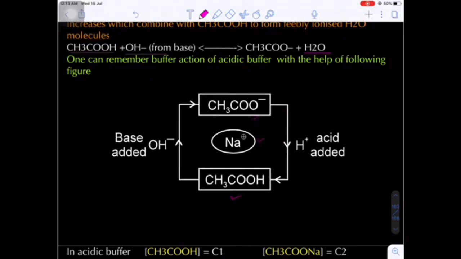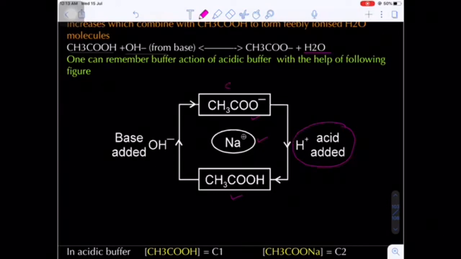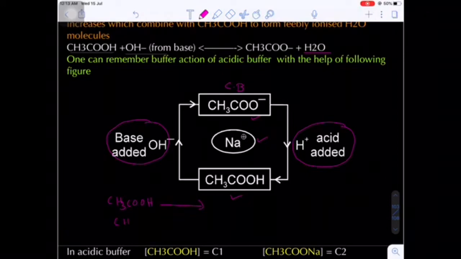Okay, if you see this diagram, here we have three components: acetic acid is there and the sodium acetate salt we have. Now in this, sodium is a spectator. Let's suppose I am adding acid, combined with whom? Base. What is the base here? Conjugate base, acetate ion. Acetate ions react with H plus ions to form acetic acid. Let's suppose I am adding base, react with whom? Acid. Again it will form conjugate base. Are you getting my point?